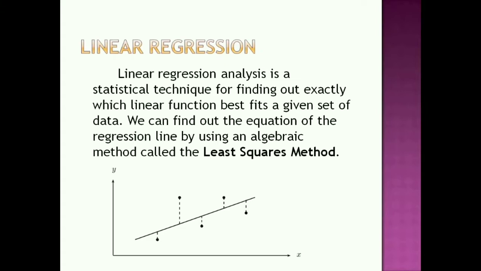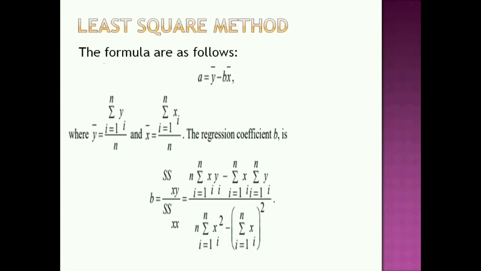So this is actually a statistical technique for finding out exactly which linear function best fits in a given set of data. As you can see, there is a figure wherein you can see there is a line and there are points. There are 5 points. So we can find out the equation of the regression line by using an algebraic method called the least squares method. So what is a least square method?